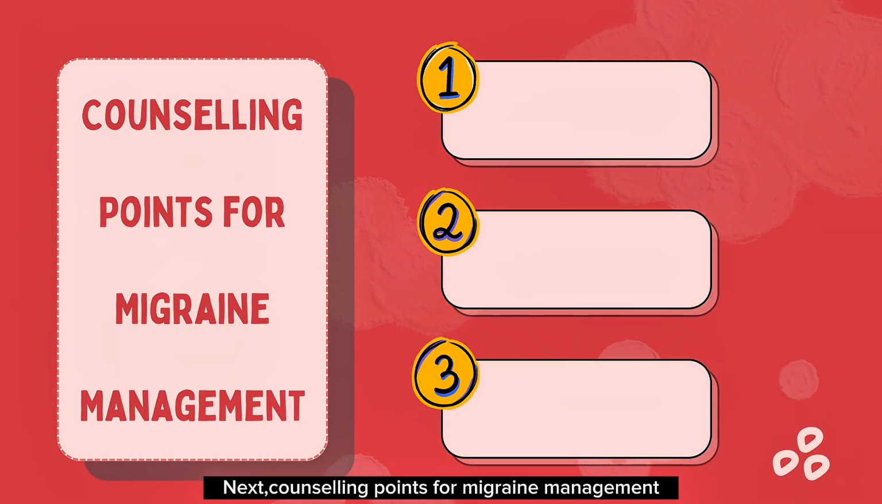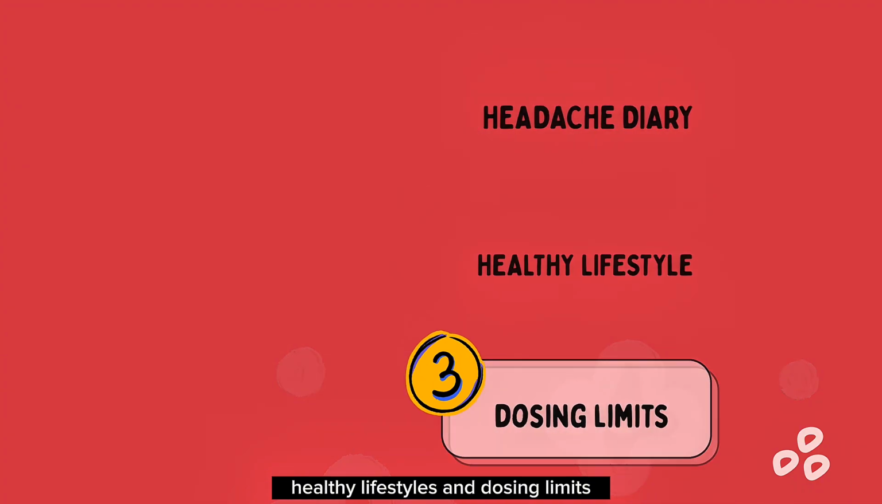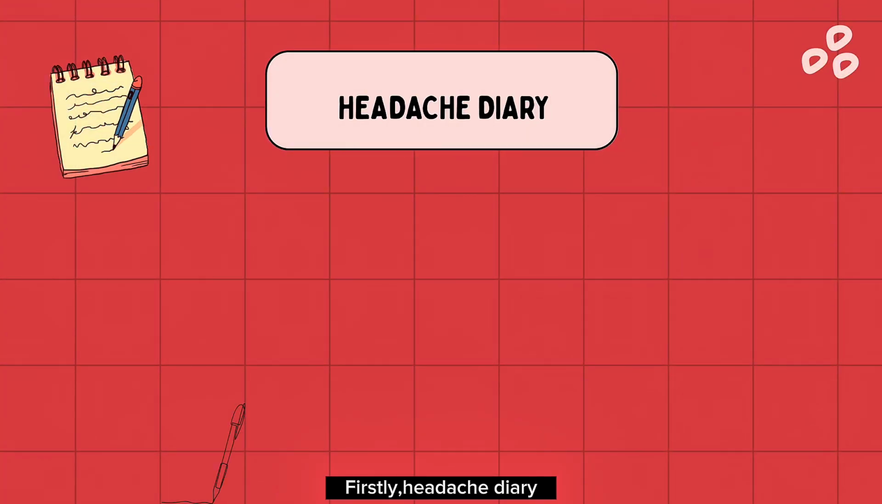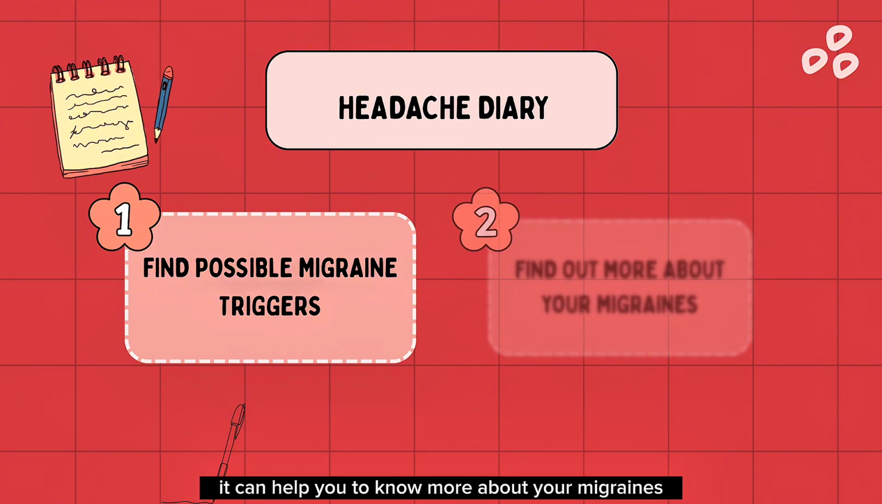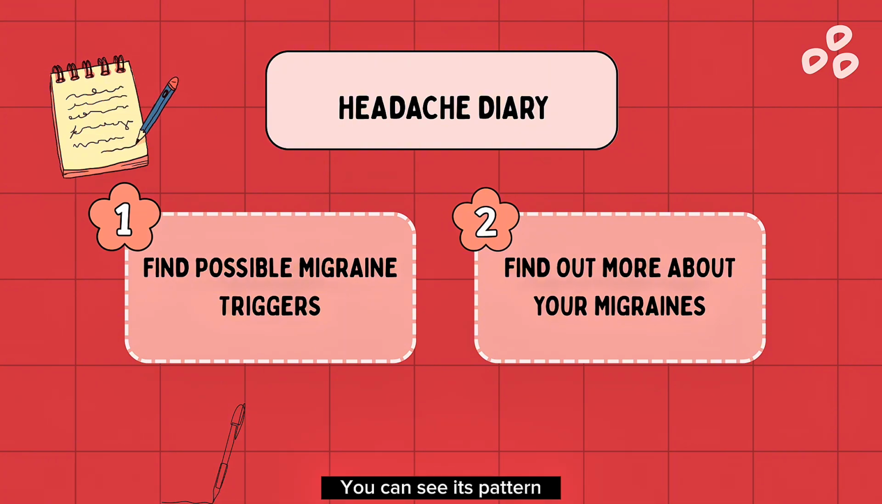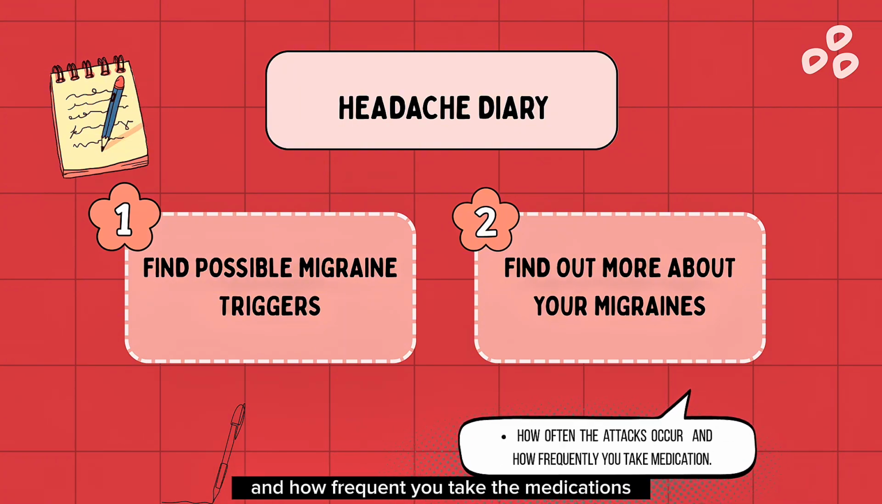Next, counseling points for migraine management. There are 3 points that I would like to share, which are headache diary, healthy lifestyles, and dosing limits. Firstly, headache diary. You should find the possible migraine trigger. It could happen due to your meals or activity, so every time you get a migraine attack, you should record it in your diary. On top of that, it can help you to know more about your migraines. You can see its pattern, like how often the attack occurs and how frequently you take the medications.